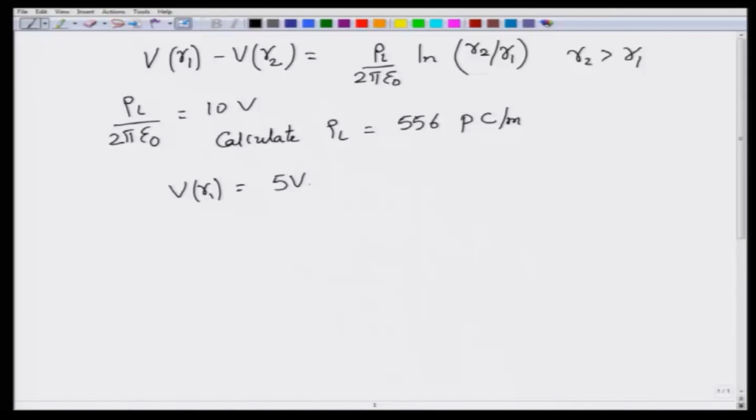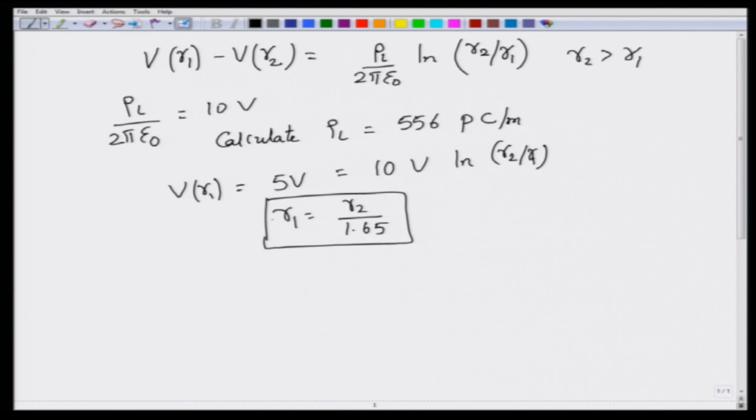So I have V of R1 equal to 5 volts, I can substitute 10 volts here, and then there is a log of R2 by R1. You can solve this expression and you will see that R1 will be equal to R2 by 1.65. So the ratio of R1 and R2 should be such that R1 is equal to R2 by 1.65.